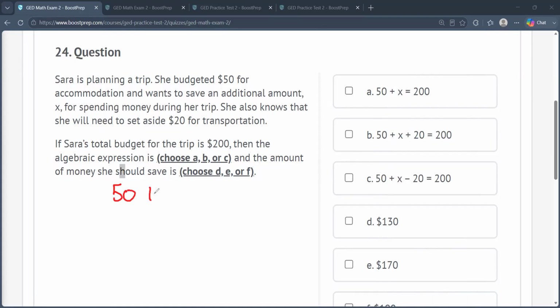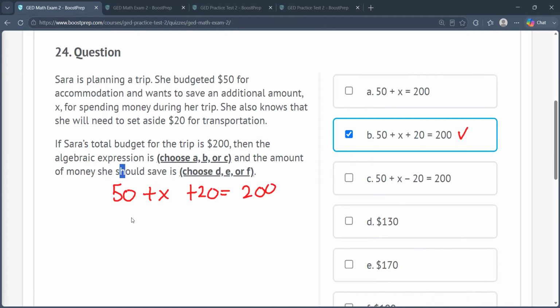50 plus X plus 20, and then she'll have... if Sarah's total budget is 200. I think that's our first part. So I think that would be letter B. 50 plus X plus 20 equals 200. And then the second part, solve for X.